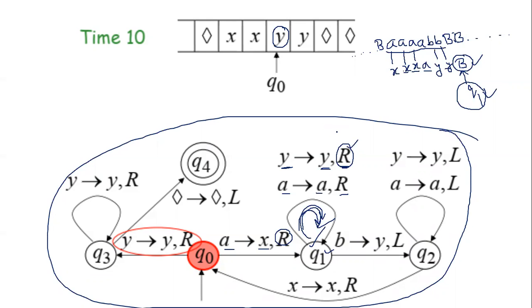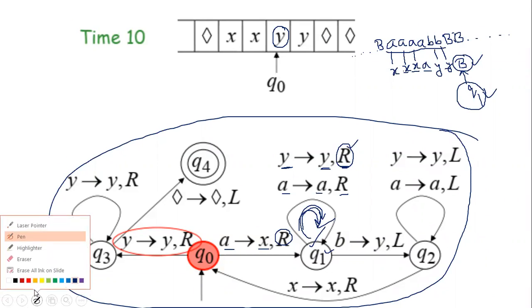Automatically for the wrong inputs, there will be unavailability of some transition functions, the machine will halt, and definitely you will see that it will be in a non-final state. Am I clear? Yes, sir. Now see, the same thing over here.